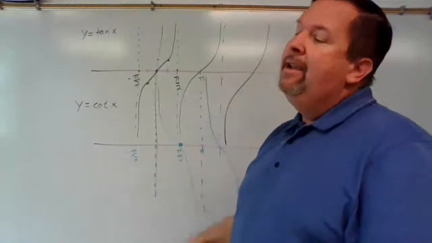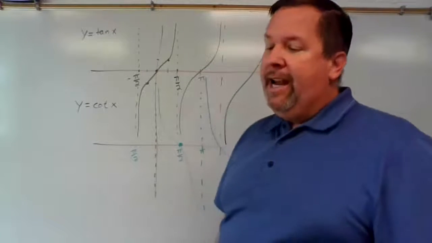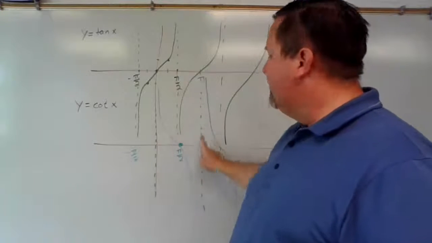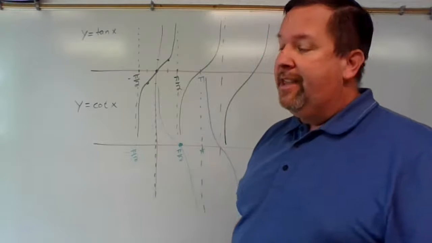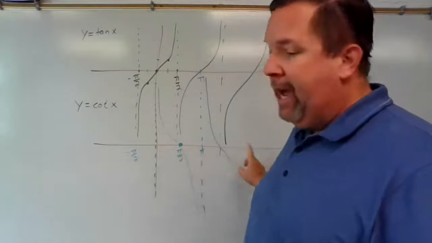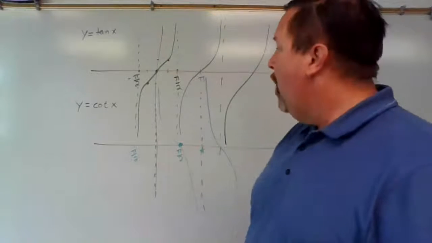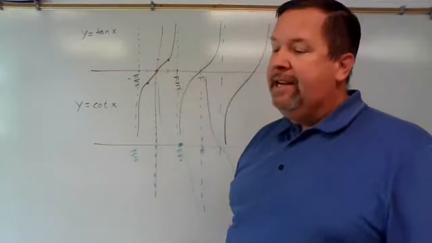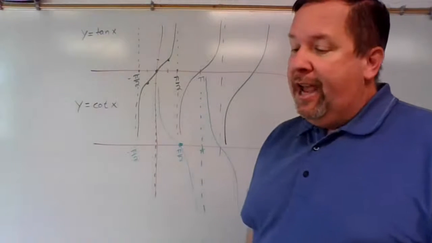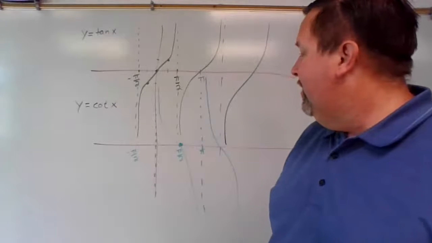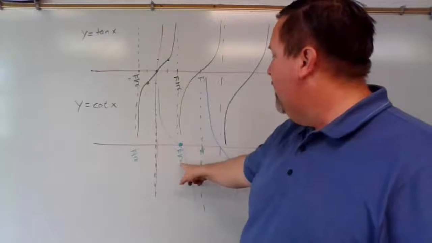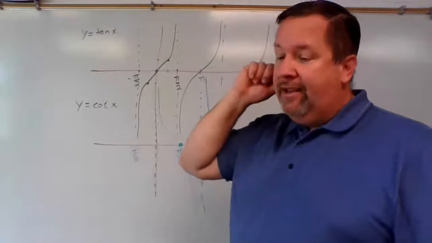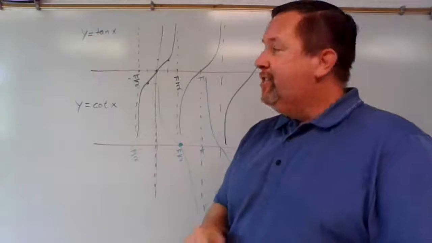So the domain, because this goes forever left and right, is all real numbers, except we have these asymptotes where it's not defined, and I have to express them a little differently. Those happen at multiples of pi. The range is all real numbers, it goes forever to negative infinity, forever to positive infinity. The x-intercepts are a little different. This time the x-intercepts are at pi over 2, and then we jump multiples of pi to the left and to the right. And so those are the shapes.